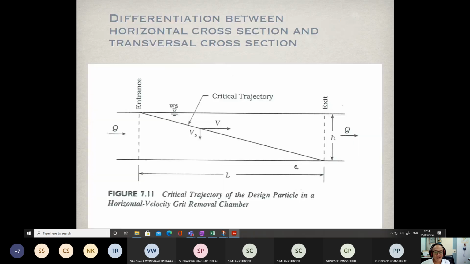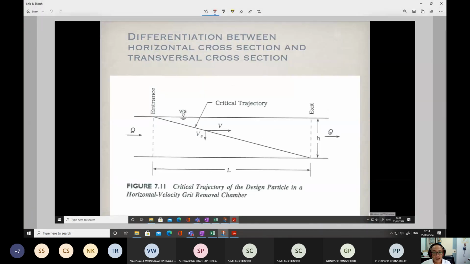Okay, so just come back to these figures again. How do we evaluate the performance of the grit chamber? As we all know, in the grit chamber we decide to remove particles with a size greater than 0.2 millimeters. For particles larger than 0.2 millimeters, it's supposed to be 100% removable once they enter the settling zone in the grit chamber.